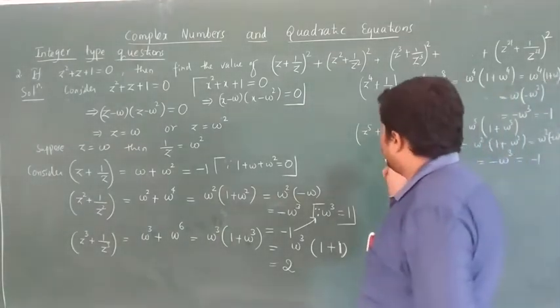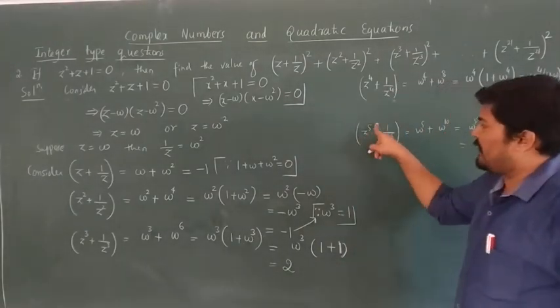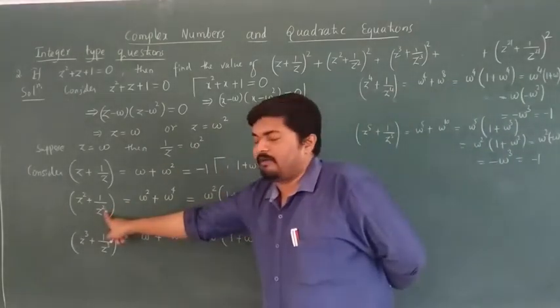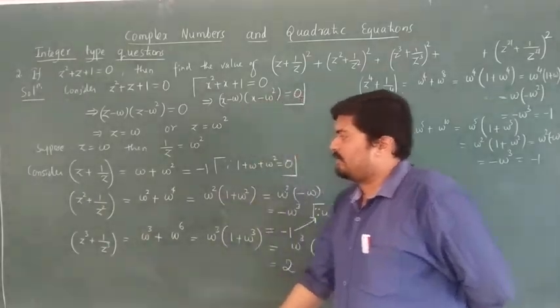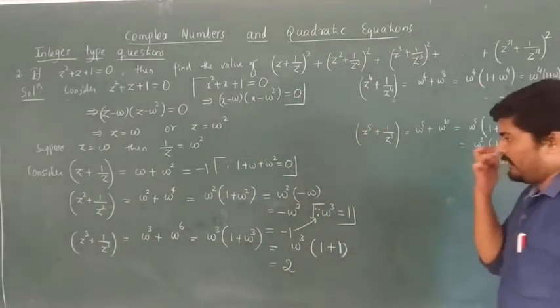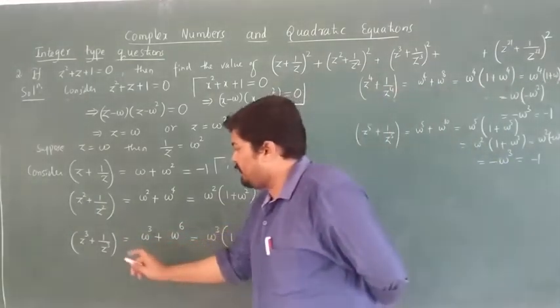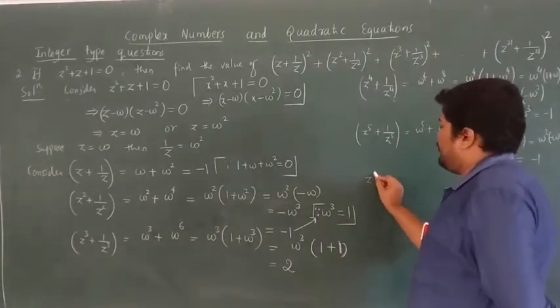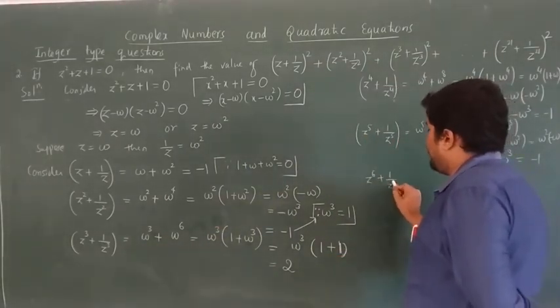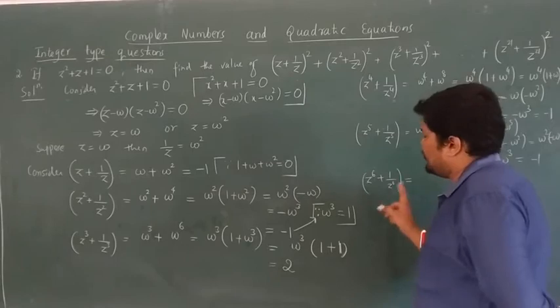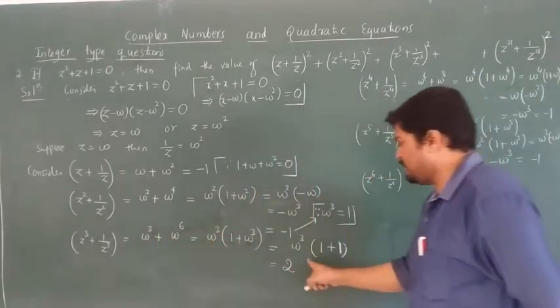Thus the expression for z power 5 plus 1 divided by z power 5 is same as z square plus 1 divided by z square. And the last thing you are supposed to verify is whether z power 6 plus 1 divided by z power 6, whether this expression comes out as equal to 2 or not.